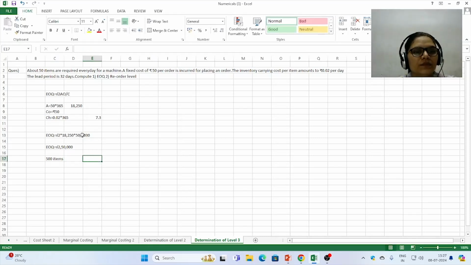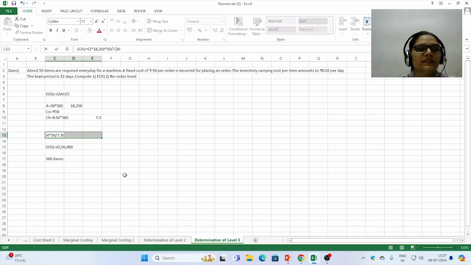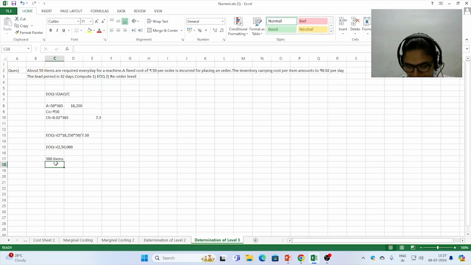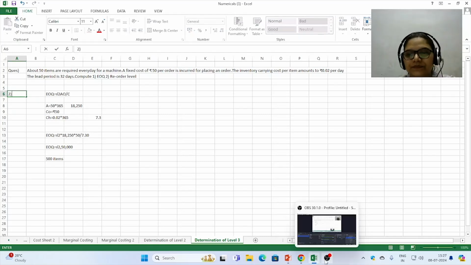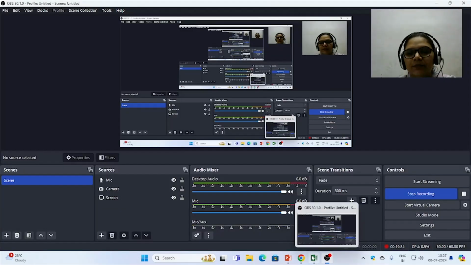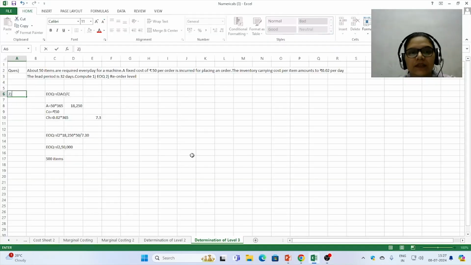With 7.30, it will be 500 items. This is the first part, that is economic order quantity, which we have to calculate. Next thing which we have to calculate is reorder level.